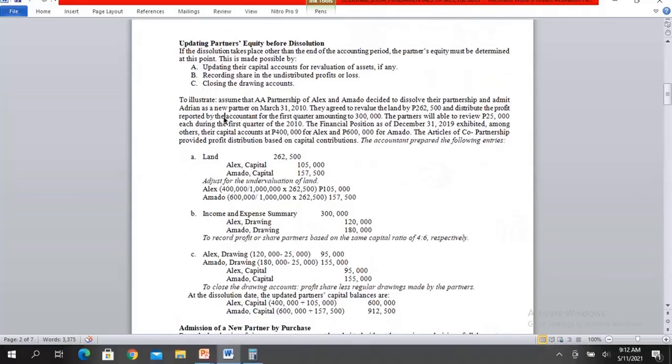So, to illustrate, tingnan nyo tong example na to. To illustrate, assume that a partnership of Alex and Amado decided to dissolve their partnership and admit Adrian as a new partner on March 31, 2010.